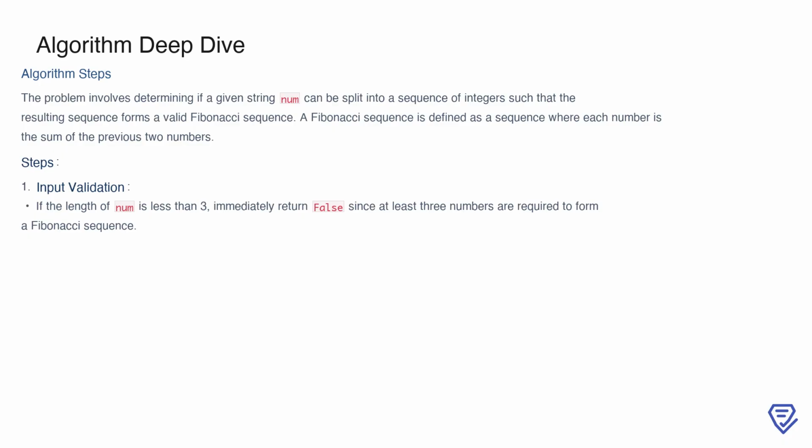The first step in our algorithm is input validation. If the length of the input string, num, is less than 3, we can immediately return false. This is because at least 3 numbers are required to form even the smallest Fibonacci sequence. This early check helps eliminate invalid cases up front, saving unnecessary computation.